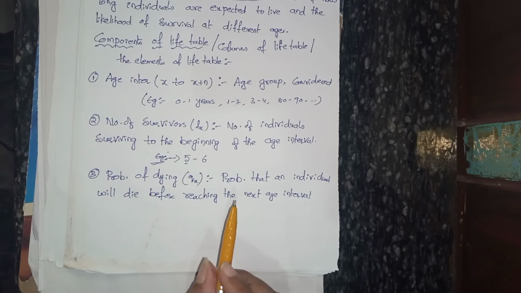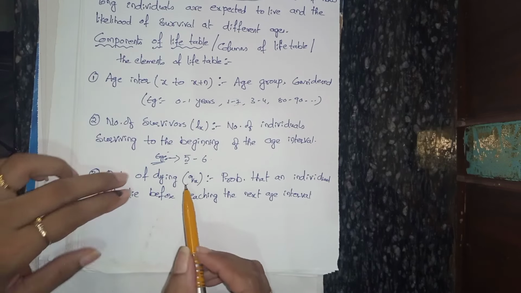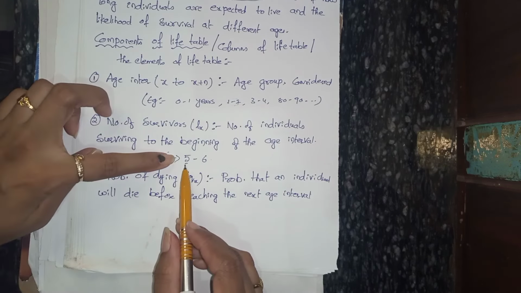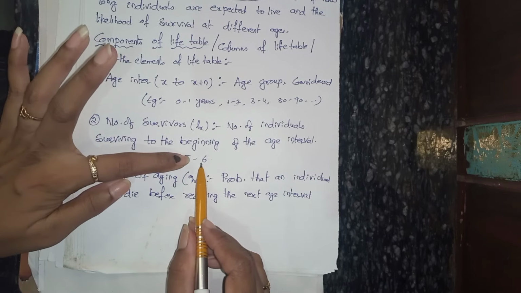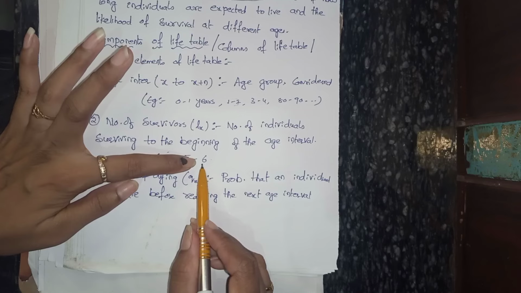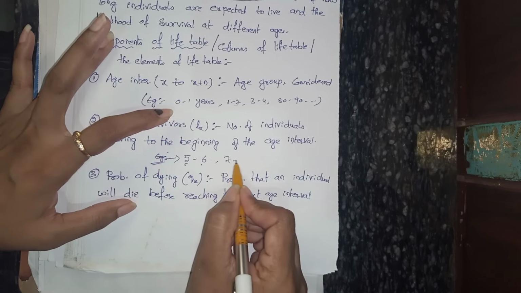For example, see here, in the previous step I calculated for children from 5 to 6 years. That means the children who crossed 6 years and come to the next interval, that is 7 to 8 years.